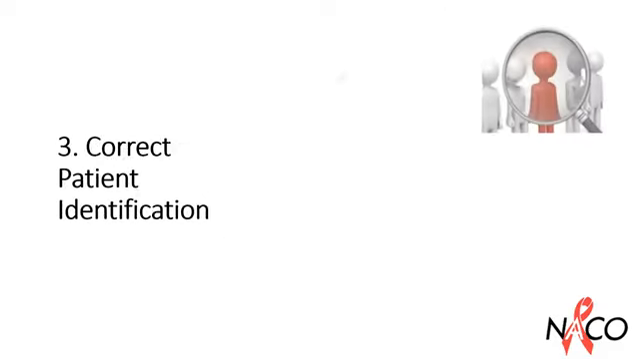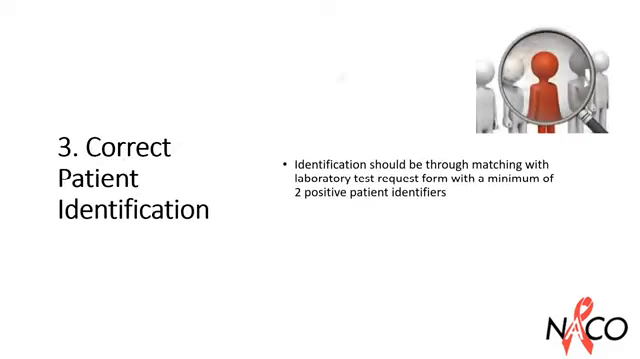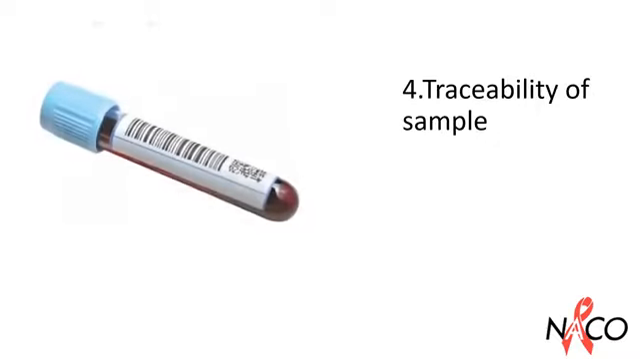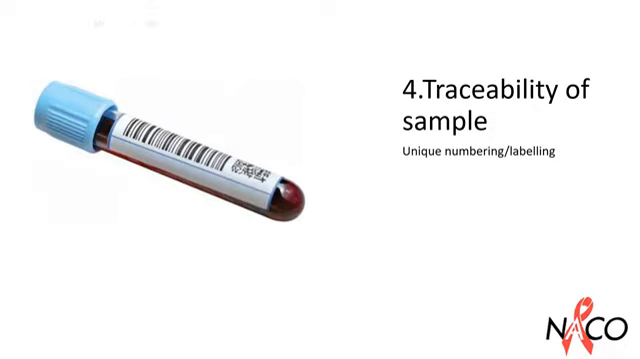Identification of patient should be through matching with the laboratory test request form, also known as TRF, with a minimum of two patient identifiers which should be positive. After samples have been taken from a patient, a system of identification and tracking is essential to ensure that the sample is correctly matched with the result and with the patient or the donor. Traceability of sample: unique numbering or labeling should be carried out to track back the sample to the correct patient.